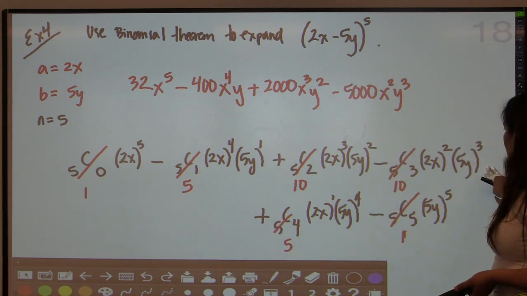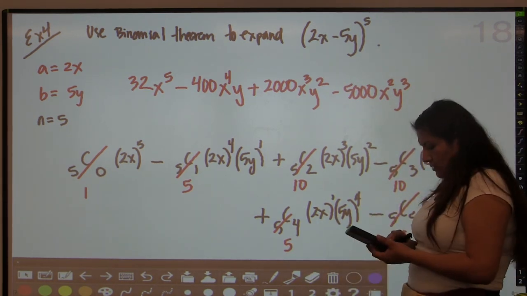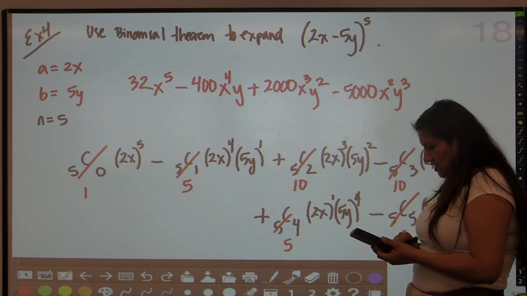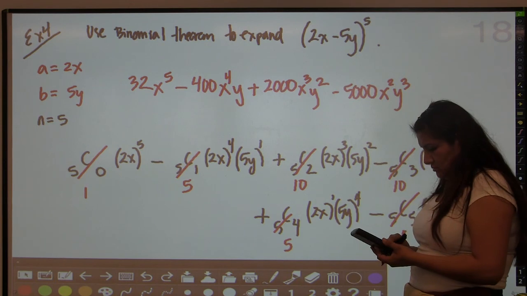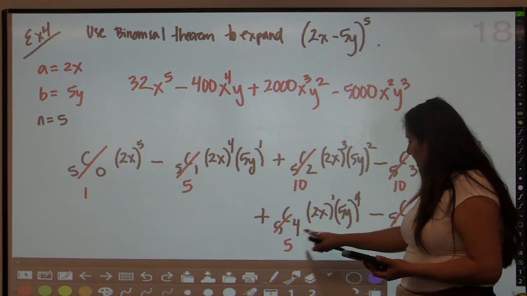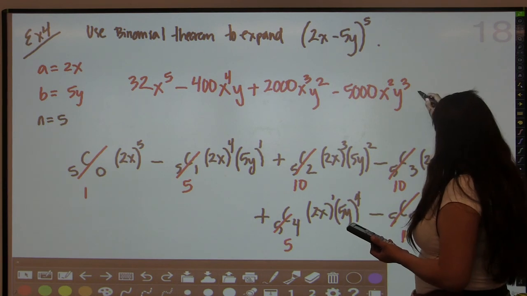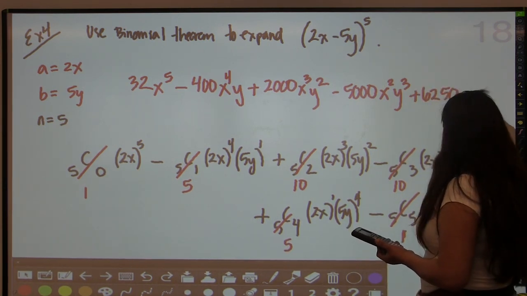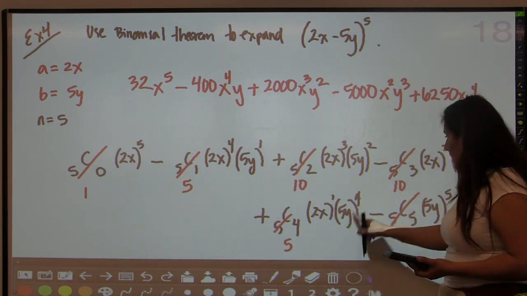So now we got all the way through here. Now we have 5 to the fourth power, which is 625. 625 times 2, and then we're going to do times 5. And we're going to get plus 6,250 x y to the fourth. Yes, x to the 1, y to the fourth.